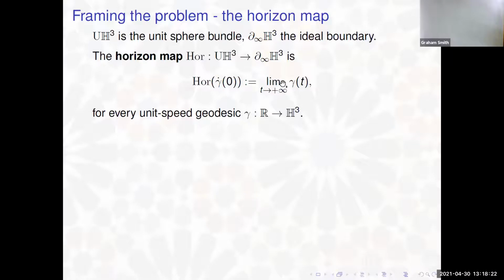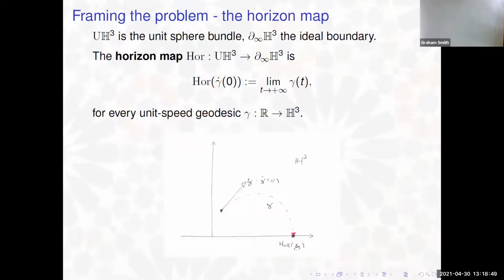So there are various names for this map throughout the literature, and the reason why I call it the horizon map is that the image of any vector is a point at infinity towards which it's pointing. It's the point at infinity that it's looking at. So if you believe that the Earth is a disk, like unfortunately many people in Brazil currently appear to do, then it is quite literally the horizon.